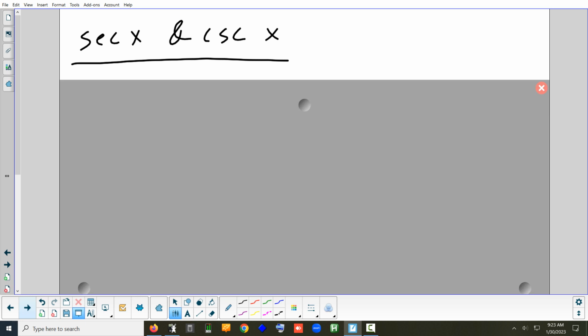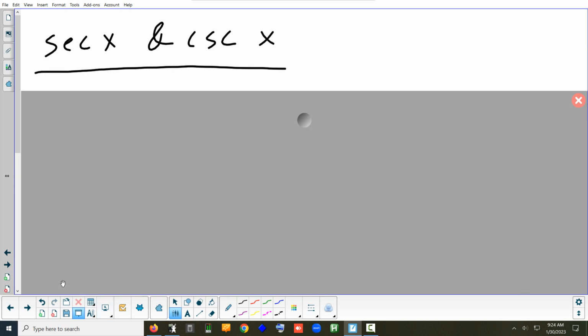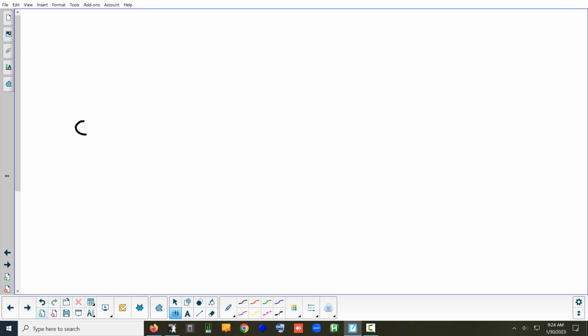All right, let's take a look at the graphs of secant and cosecant. Let's think about cosecant for a second. How would you type cosecant in on the calculator? Yeah, 1 divided by sine. So 1 divided by the sine.